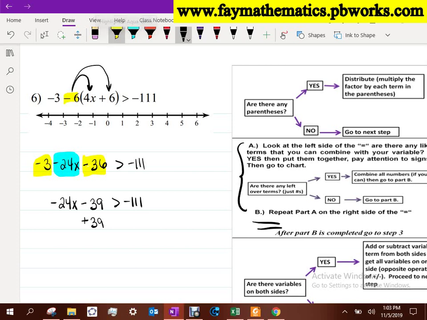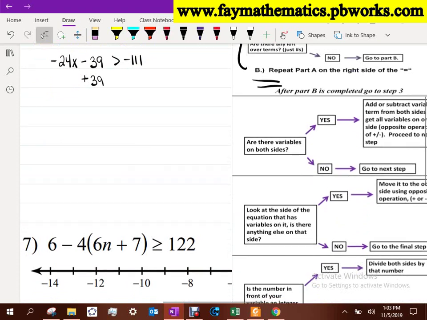Add 39. The next step, I guess here, is to repeat on the right-hand side, highlighting things. But when I highlight over here, there are no like terms with that negative 111, right? So it's kind of already done. Then this says, are there variables on both sides? So that's a no. So it goes to this step.